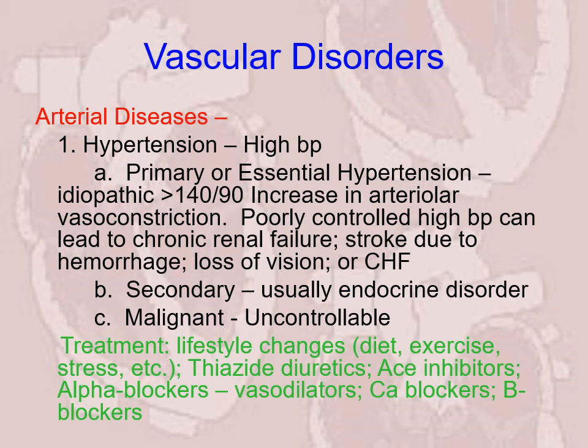Malignant is uncontrollable, severe, and rapidly progressive. Treatment is lifestyle changes. Change your diet, increase your exercise, reduce stress. Thiazide diuretics, ACE inhibitors, alpha blockers to cause vasodilation, calcium blockers, and beta blockers to slow down the heart.